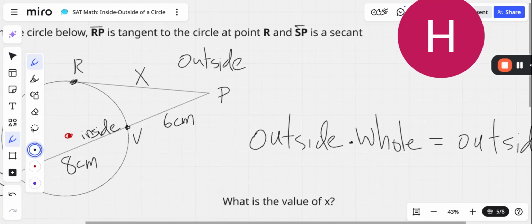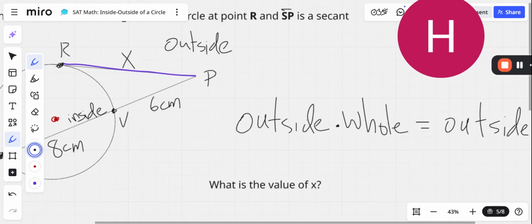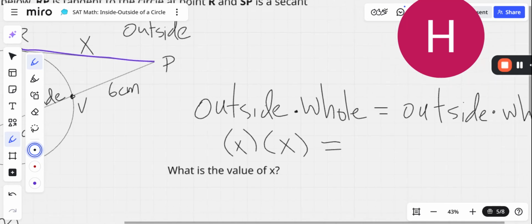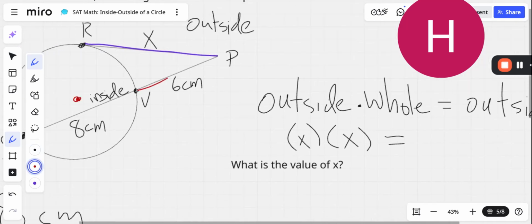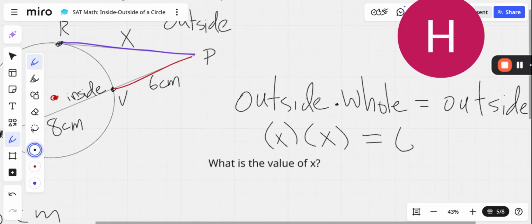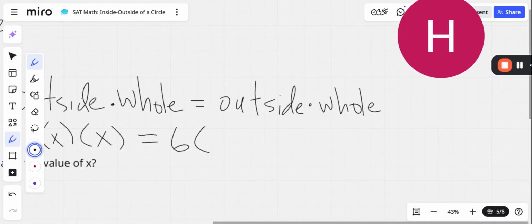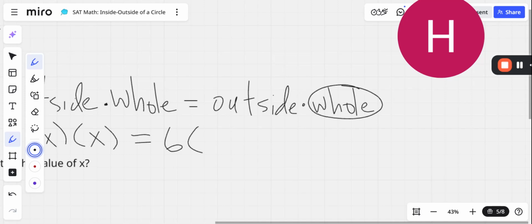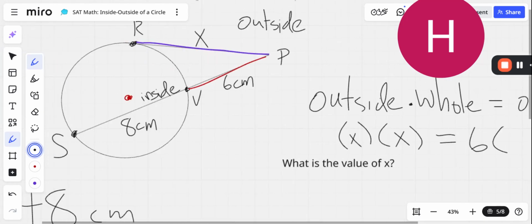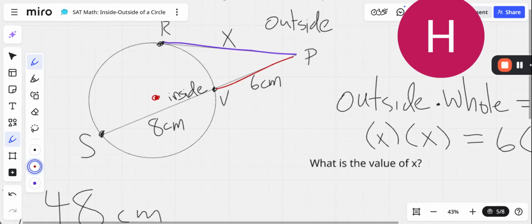So when we look at the tangent segment, as I mentioned, the entire thing is outside. So the outside distance is x, but the whole segment distance is also x. We're going to set that equal to the outside segment here, which is 6, times the whole segment. This is where a lot of students will make the mistake. The whole segment is not just the inside portion of 8. The whole segment literally means the entire distance, the whole segment from S to P. So we're going to have to add these two things together.